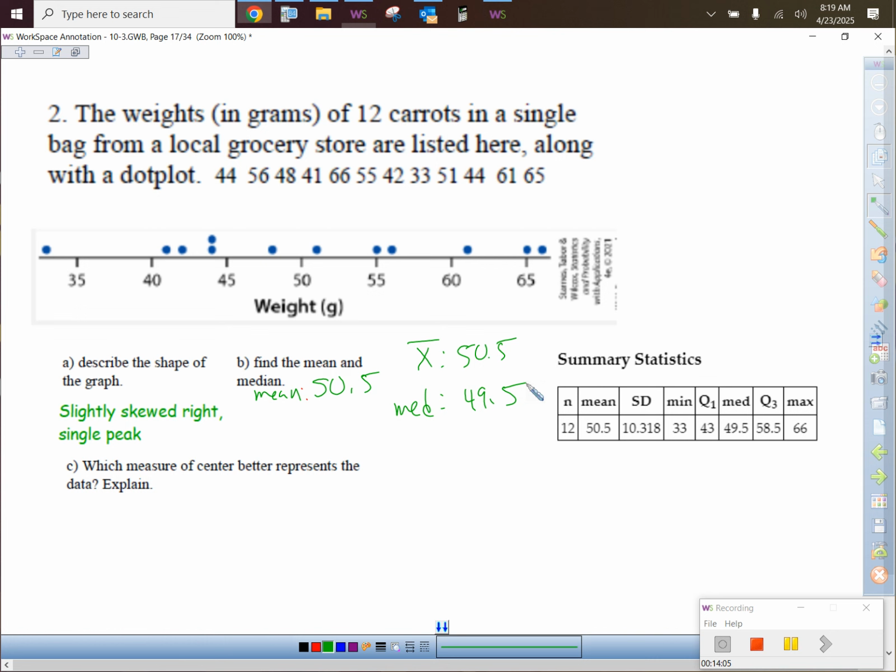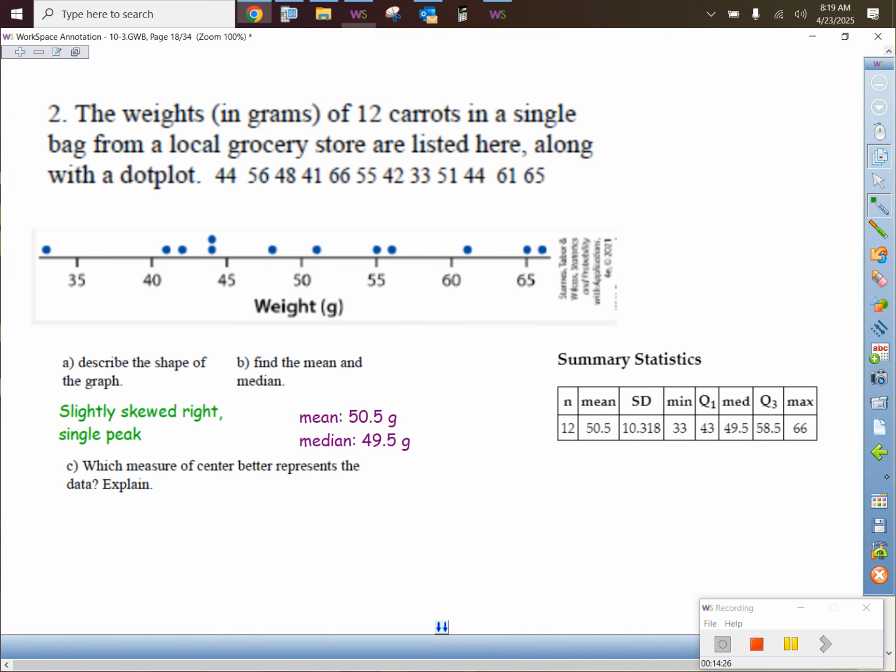So what's our answer? Median, right? Even though they're still really close, they're only 1 gram off in this case. We're going to go with the median because the data was skewed. Because they say explain. Because the data was skewed. I don't even care about the word slightly. It was in this case slightly, but it's because the data was skewed. That's the moral of the story: if your data is skewed, we're going with the median.